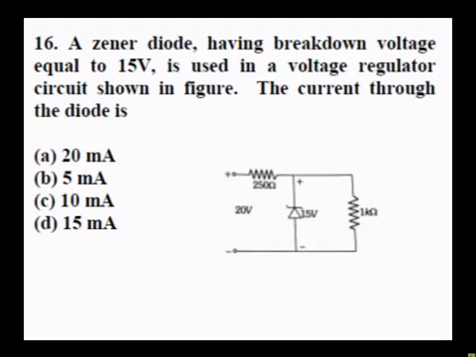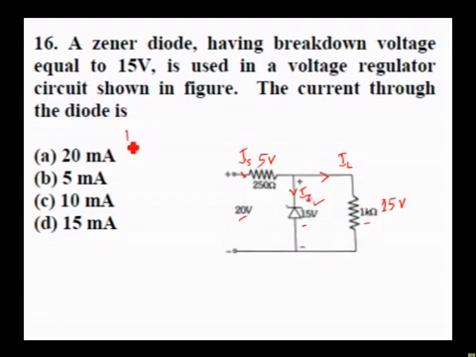A Zener diode having breakdown voltage equal to 15 volt is used in a voltage regulator shown in the figure. The current through the diode is, now what we can do is, since the Zener and this resistor are in parallel, you will get 15 volt here easily. Out of 20, if 15 is falling across the Zener, then the remaining 5 volt will fall across this series resistor. I can say that there is a current IS here, and it splits into I load and I Zener.